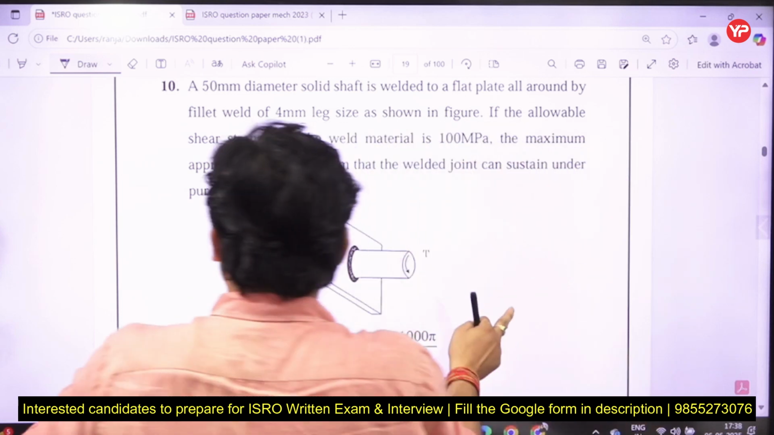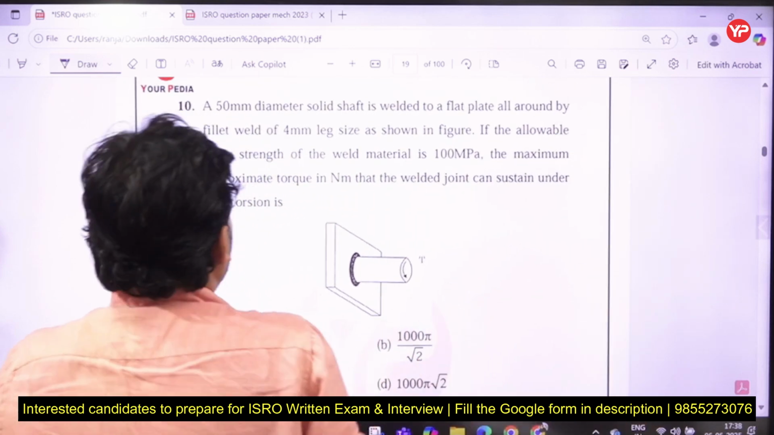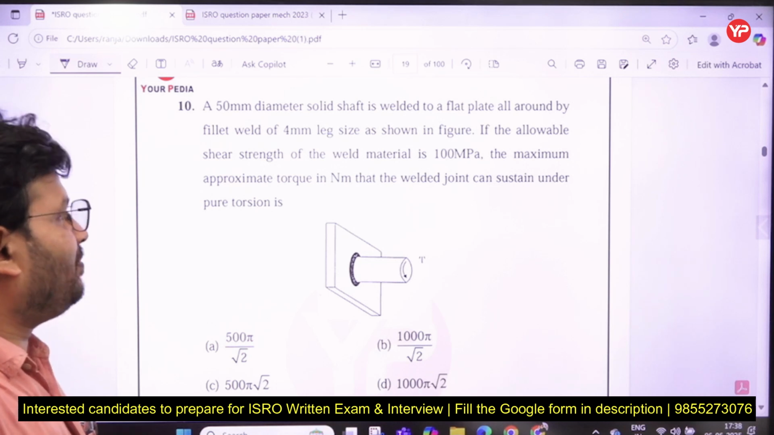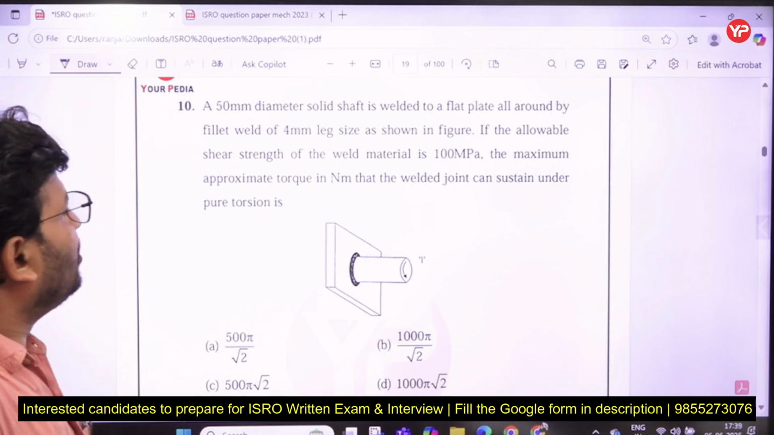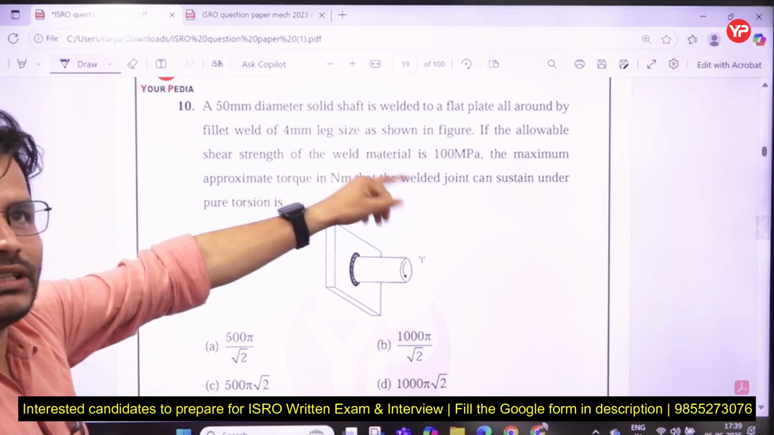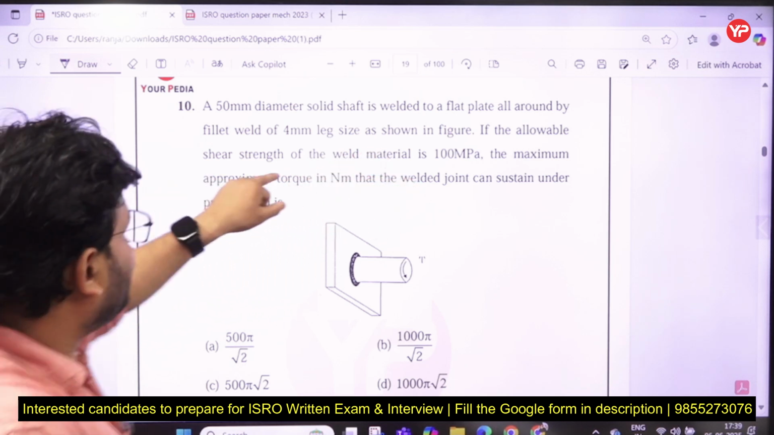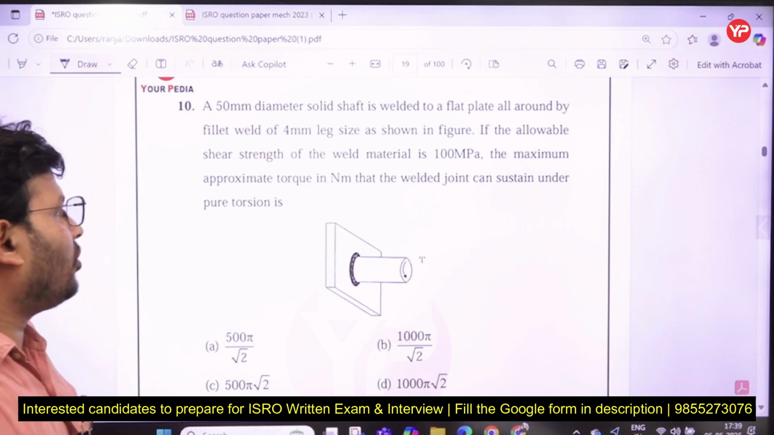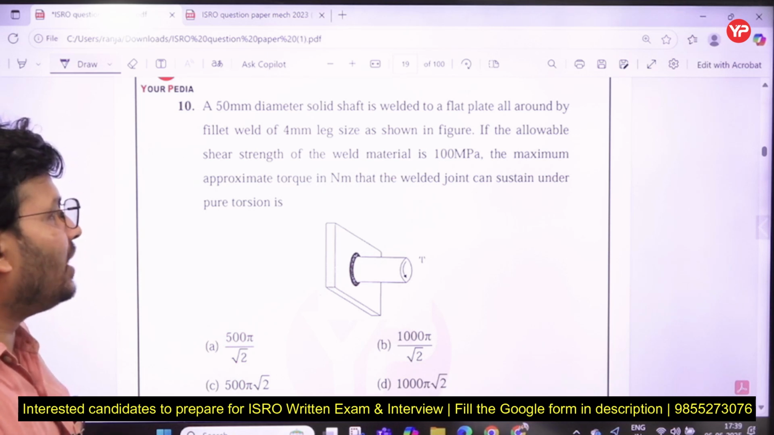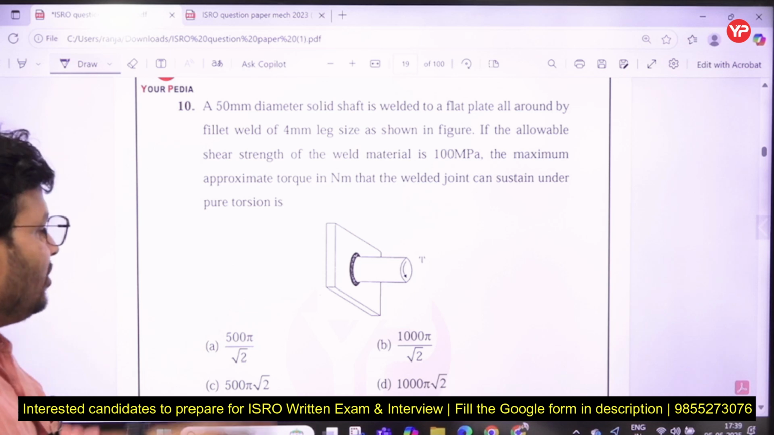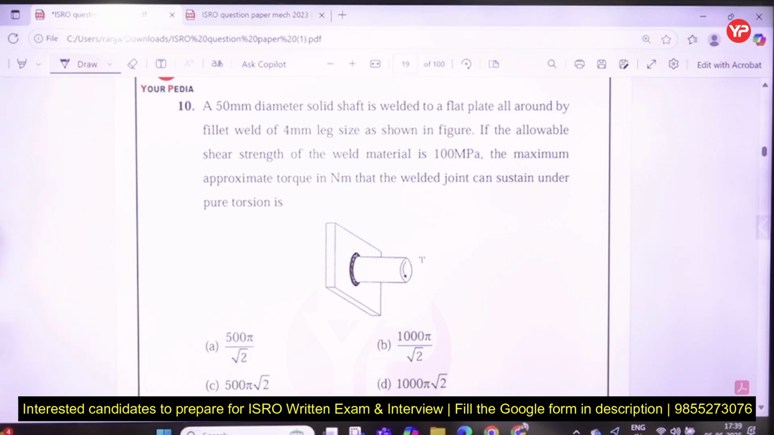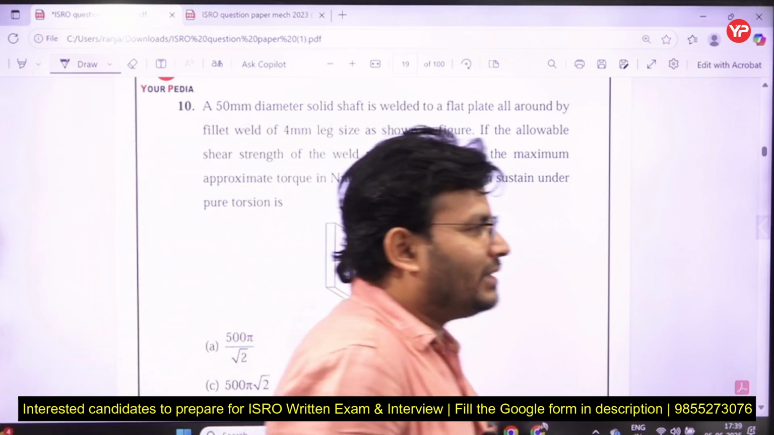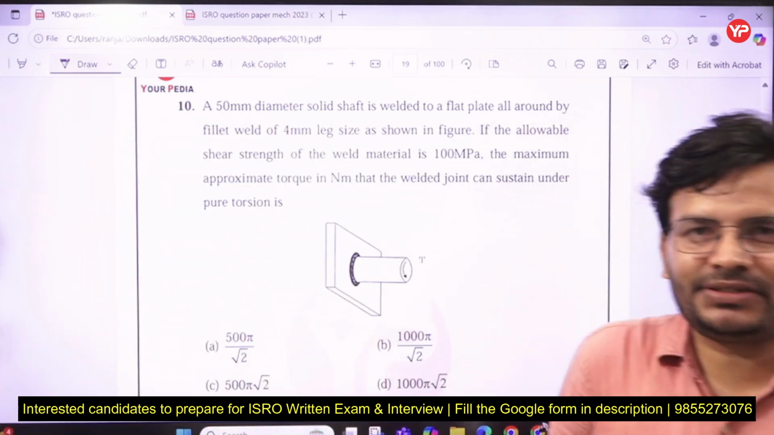I am going to zoom out a little bit. The question is that a 50 mm diameter solid shaft is welded to a flat plate all around by a fillet weld of 4 mm leg size as shown in the figure. If the allowable shear strength of the weld material is 100 megapascal, the maximum approximate torque in Newton meter that the weld joint can sustain under pure torsion, and the options you have are 500 pi upon root 2, 1000 pi upon root 2, and since calculator is not allowed, that's why they have left the options in that format, and you have to answer.